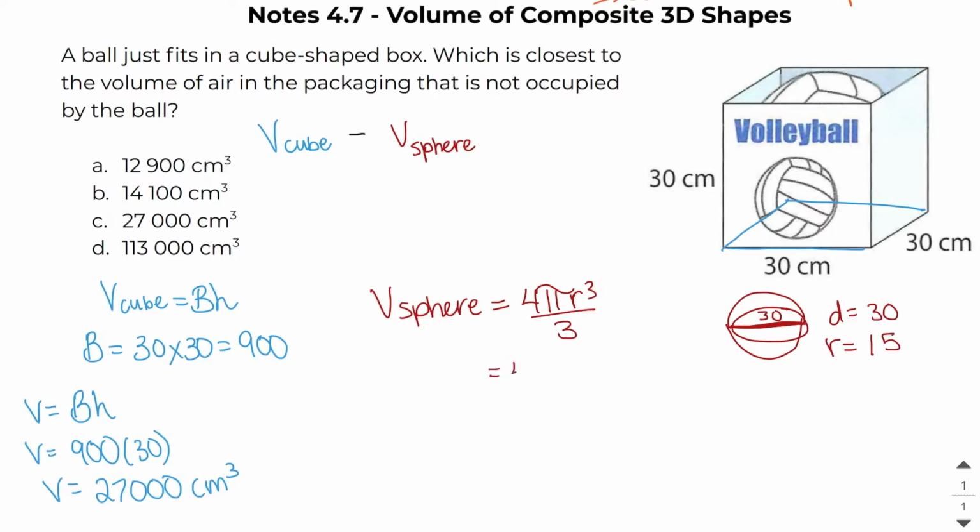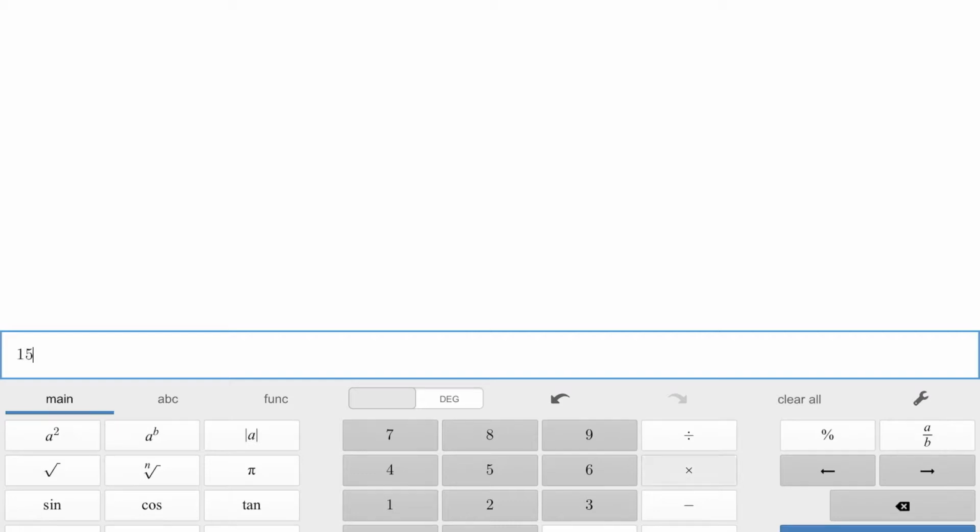Let's color code this so we can see it a little better. We'll put 15 as purple. We're going to replace the radius with the number 15, cube it, and then divide that by 3. 15 cubed means 15 times 15 times 15, or 15 to the power of 3. I do 15 times 15 times 15, and I end up getting 3,375, or I could just do 15 to the power of 3, and I still get the same answer.